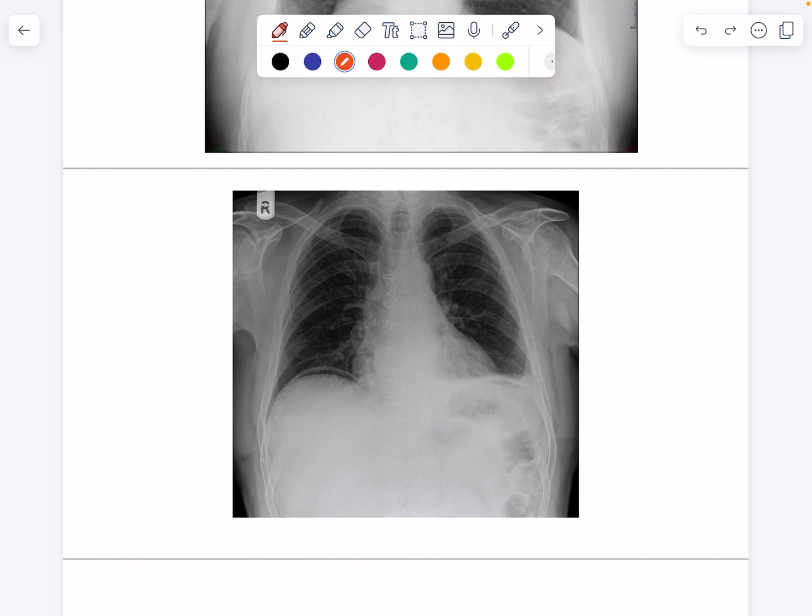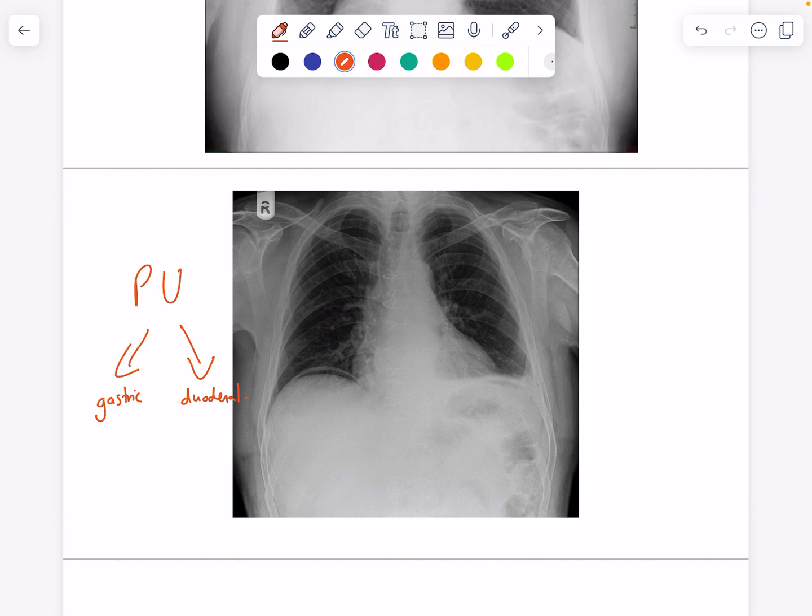So peptic ulcers can be divided into two, gastric or duodenal. The way to differentiate between the two in SBA land is that a gastric ulcer is worse on eating, i.e. if you eat food, you feel really unwell. Duodenal is you eat food and it feels better. So gastric is worse on eating, duodenal is relieved on eating.